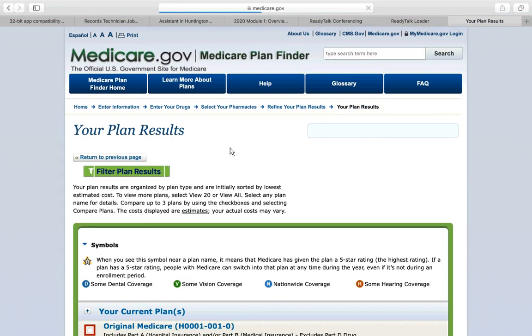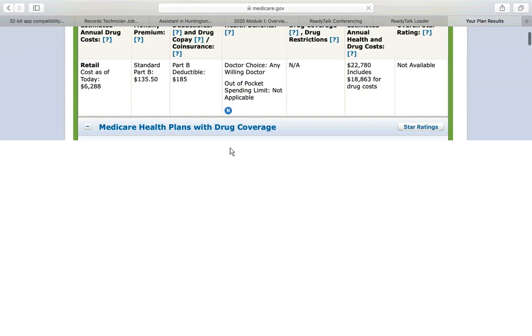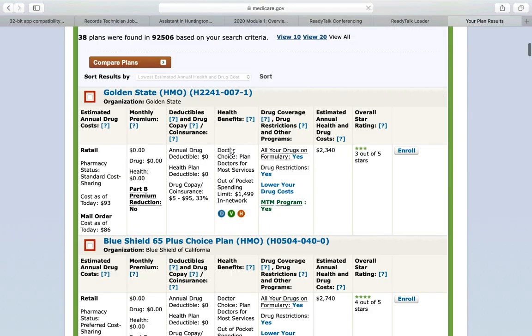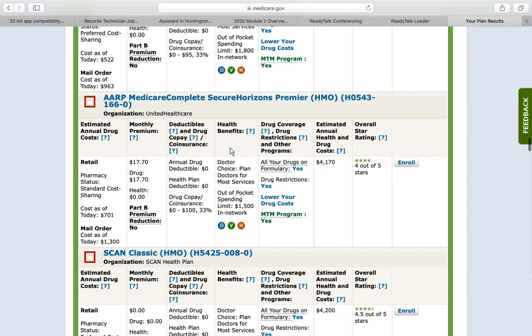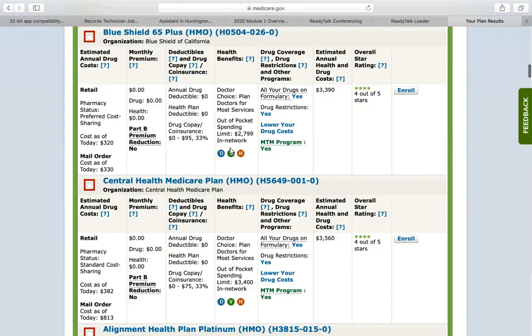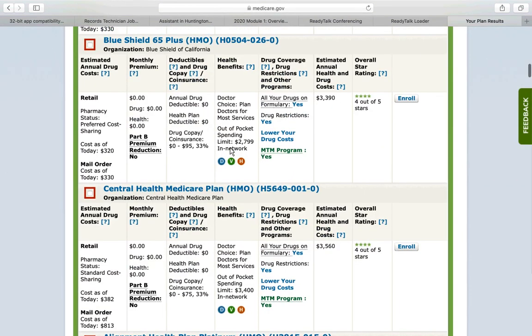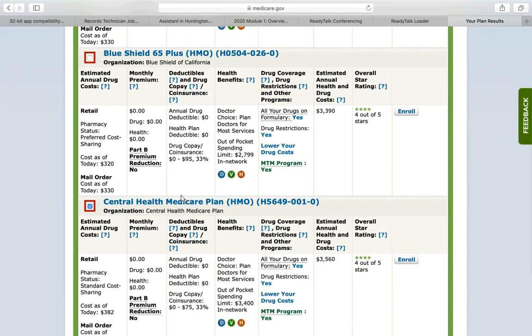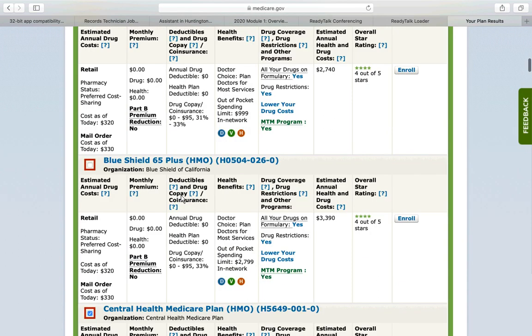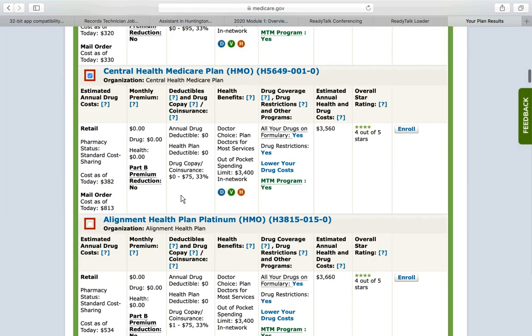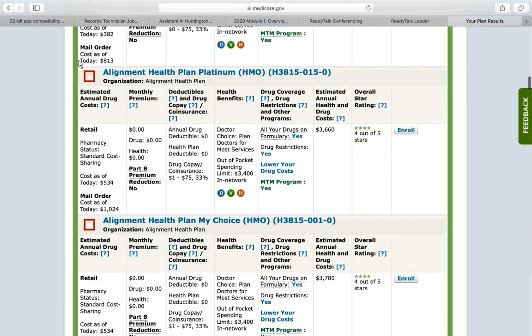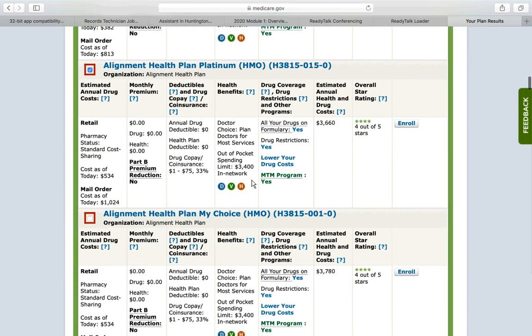So let's just say that they realize, okay, well, Kaiser's not an option. What else do we have? Well, for example, the Riverside Medical Clinic or San Bernardino Medical Clinic, they do have several good options. Central Health Plan is one, and another good option would be Alignment Health Plan. So let's take a look at Alignment Health Plan, the Platinum Plan. These are going to be very close.